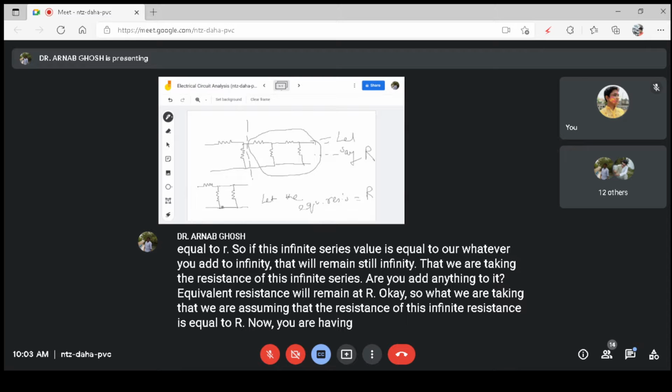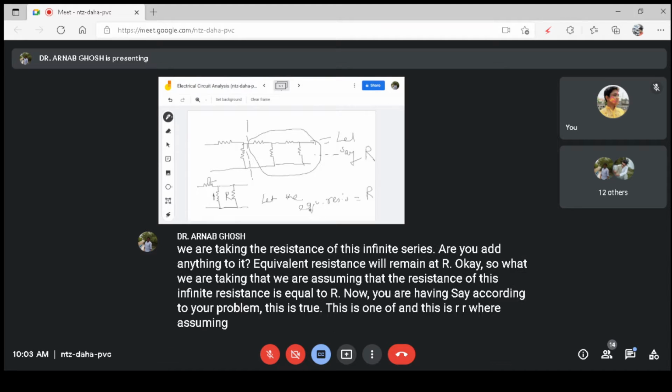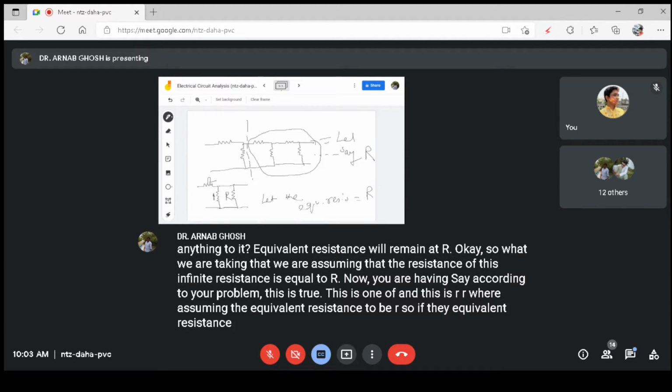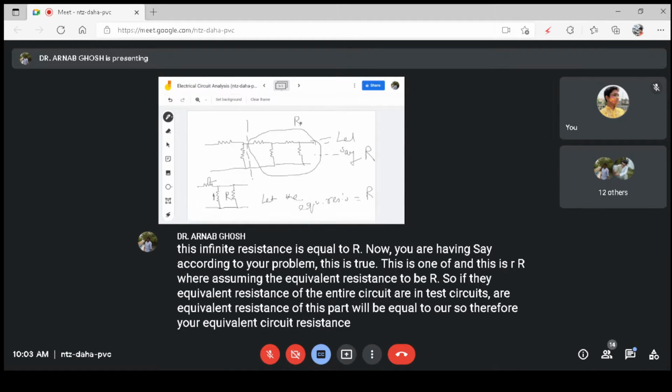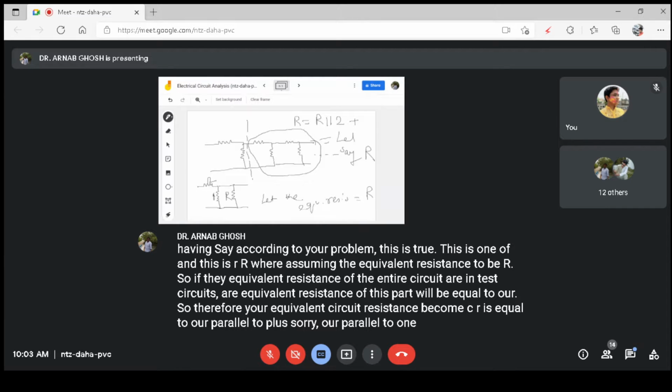Now according to your problem, this is 1 ohm and this is R. We are assuming the equivalent resistance to be R, so the resistance of this part will also be equal to R. Therefore your equivalent resistance becomes R = R plus R parallel to 1.